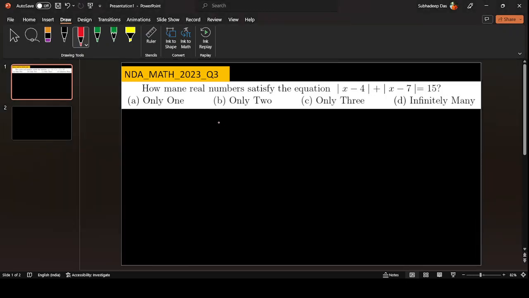So here is the third question of this series. The question is: how many real numbers satisfy the equation |x − 4| + |x − 7| = 15? The options are 1, 2, 3, or infinitely many. So let's start.